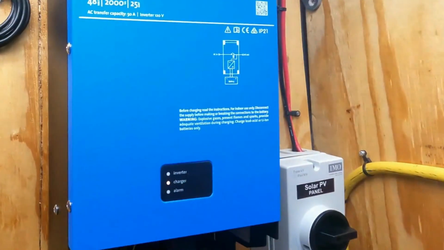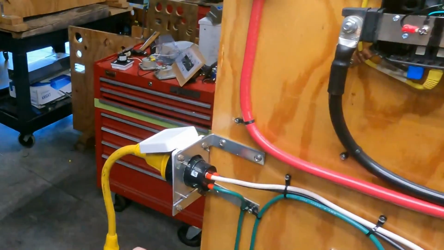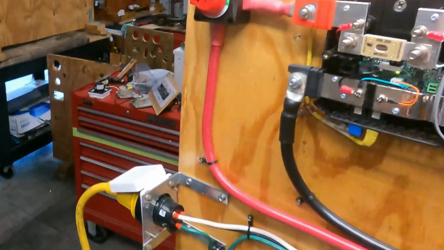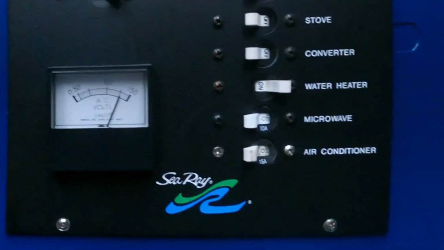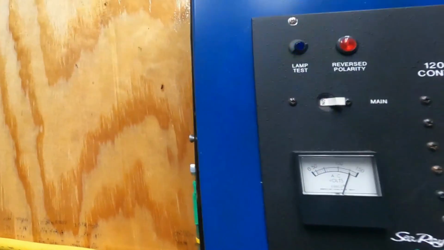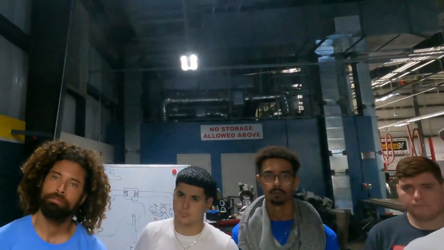What is the meaning of that? Not all the power entering from the shore power is used for the charger. Some portion of that power is entering directly in the panel. Everybody follow me, guys? This is the interesting part.